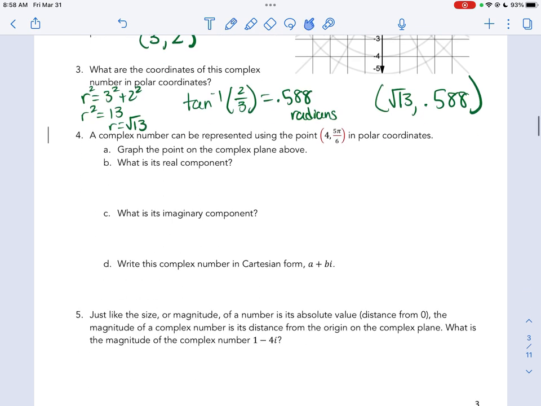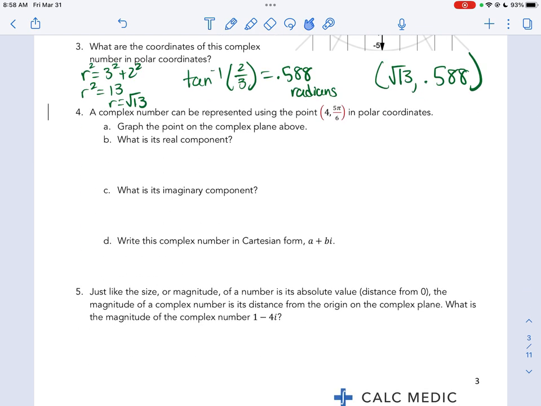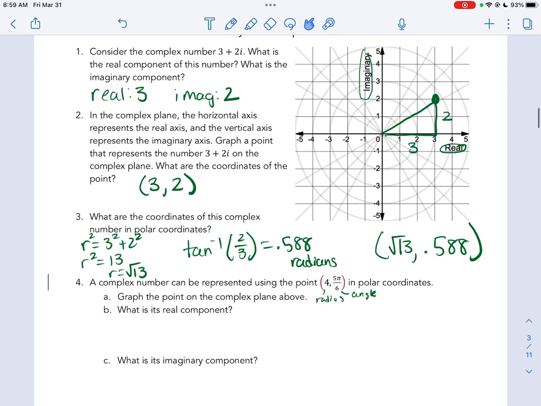So let's take a look at this. A complex number can be represented by using the point 4, 5 pi over 6 in the polar coordinates. So again, this is polar, so this is our radius, and this is our angle. Graph the point on the complex plane above. So 4 and 5 pi over 6.